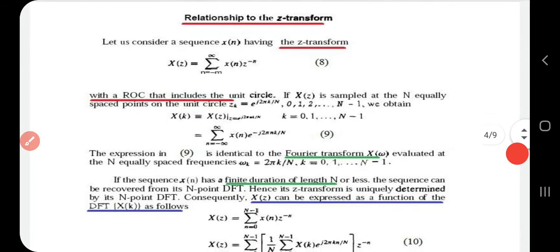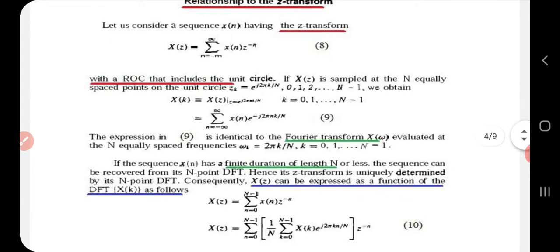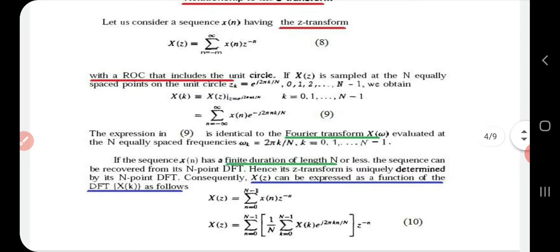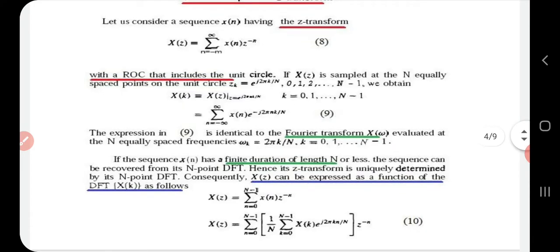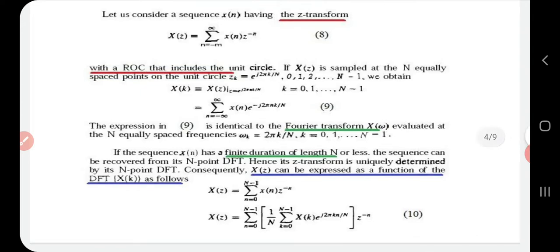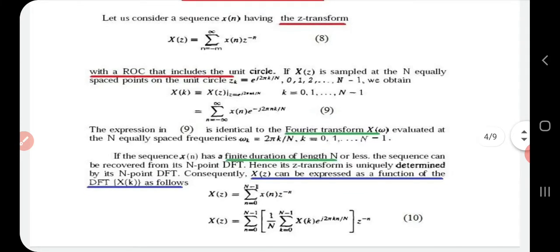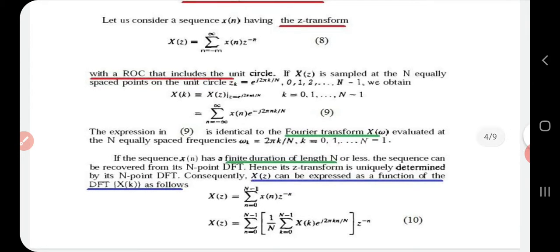Next is the relationship to the z transform. That is, the z transform is given by X(z) equal to summation over n equal to minus infinity to plus infinity x of n z raised to minus n, with the ROC, which stands for region of convergence, which we will study later, and it is valid on a unit circle.